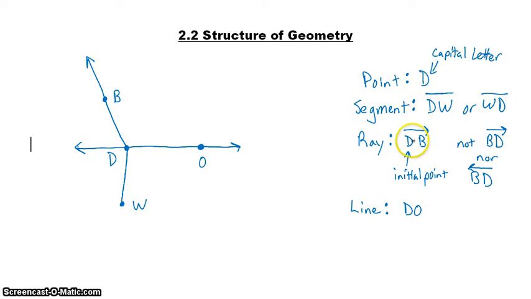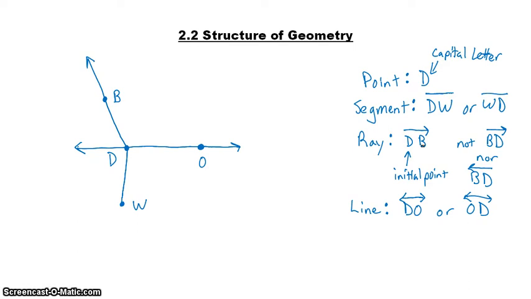Similar to a segment or a ray, I have 2 points with a line over the top of it, but this time I'm going to want 2 arrows indicating I'm going to go in both directions for infinity. Now this line is line DO. It's also line OD. I can reverse the order I list the letters in a line and a segment, but not a ray.